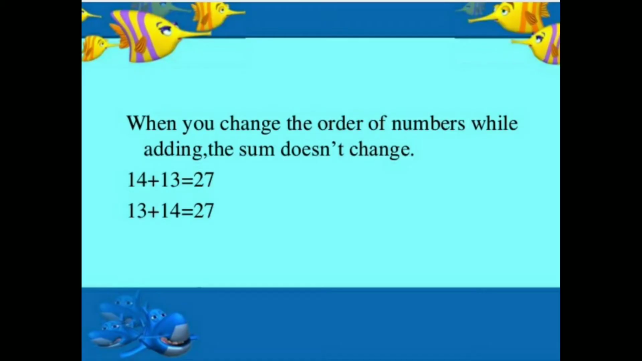And the order property of addition is nothing but when you change the order of the numbers, the sum doesn't change. For example, 14 plus 13 gives you 27. And when you change the order of the numbers, 13 plus 14 also gives you the same answer, 27.